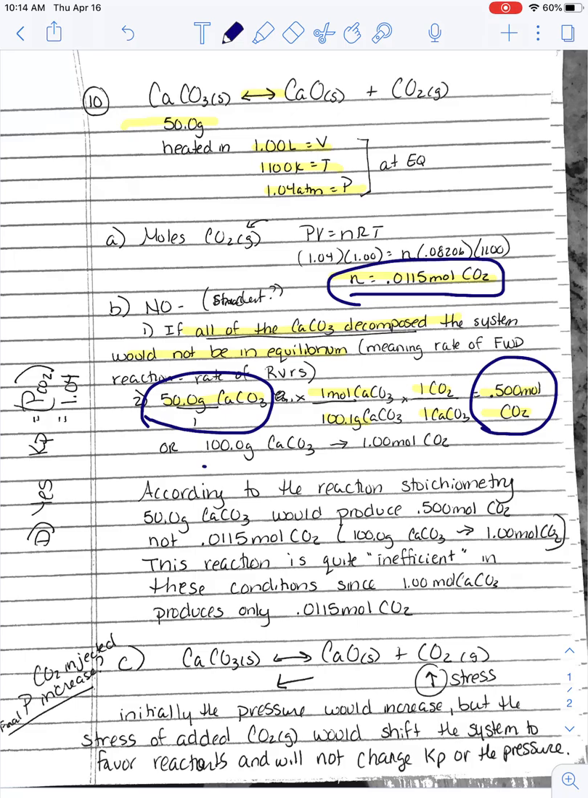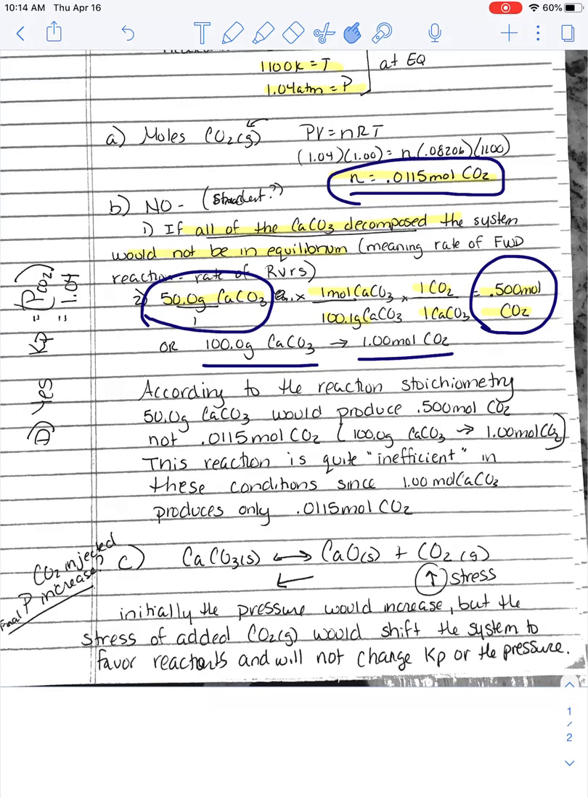Same thing if you're looking at it from a 100 gram standpoint, then you would actually end up with one whole mole of carbon dioxide, and you got nowhere near that. So this is actually a really inefficient reaction. So what I wrote here is, according to the reaction stoichiometry, 50 grams of calcium carbonate would produce that many moles of carbon dioxide, not that much. This reaction is quite inefficient. Again, I just put that in my own words to try to help you. In these conditions, since you're starting with 1 mole of calcium carbonate and you're only producing that much carbon dioxide.